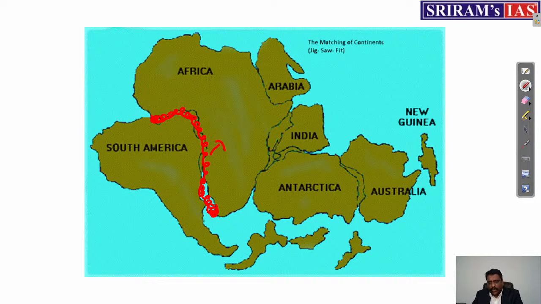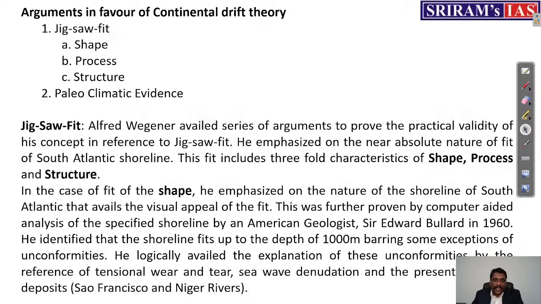And of course, it is also proved that down to a depth of 1,000 meters below the mean sea level, both the continents fit with each other. So it strongly suggests that these two continents would have existed as one single unit. That's what you call the jigsaw fit of shape.